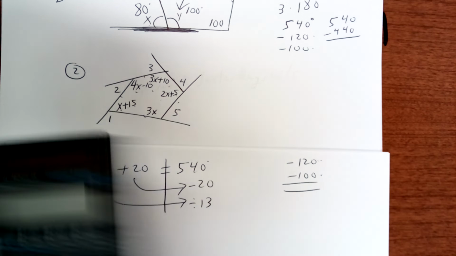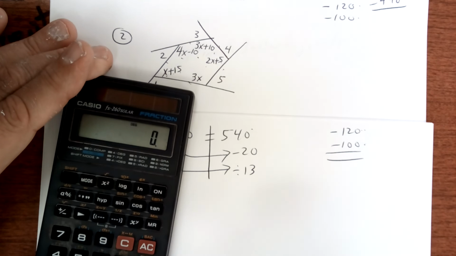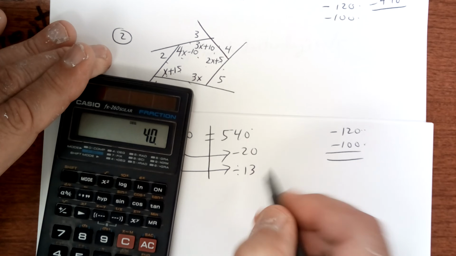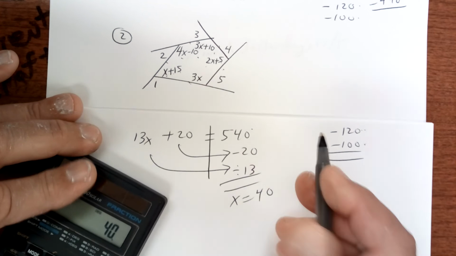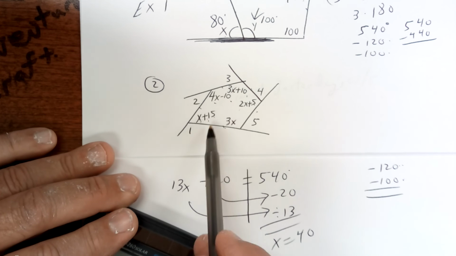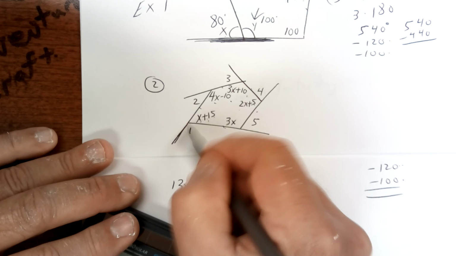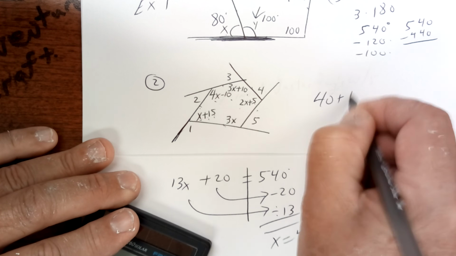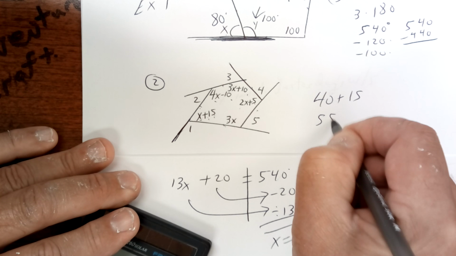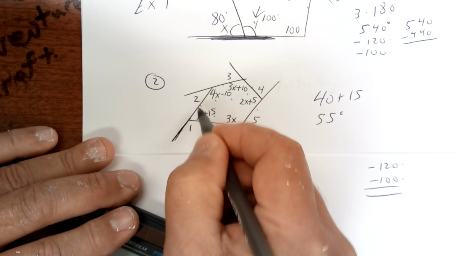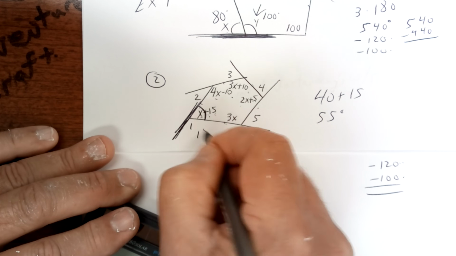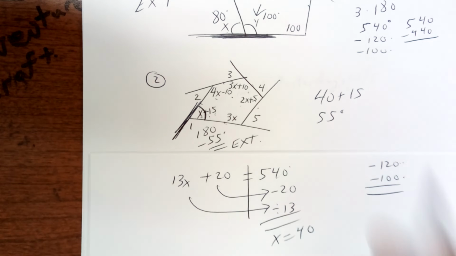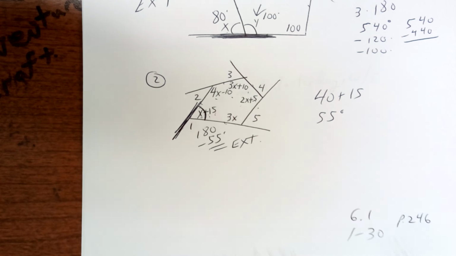Let me do it on the calculator. Get your calculators out. That's going to be 520 divided by 13 after you subtract, and I get x is equal to 40. To figure out the angles, you'd have to substitute in. To get angle 1, for example, you would put 40 right here, and 40 plus 15 is going to be 55 degrees. So if this angle is 55 degrees and this line is 180, you would take 180 minus 55 degrees to get the exterior angle. And that's how you do today's work. If you get stuck, ask for help. Here it is right here.